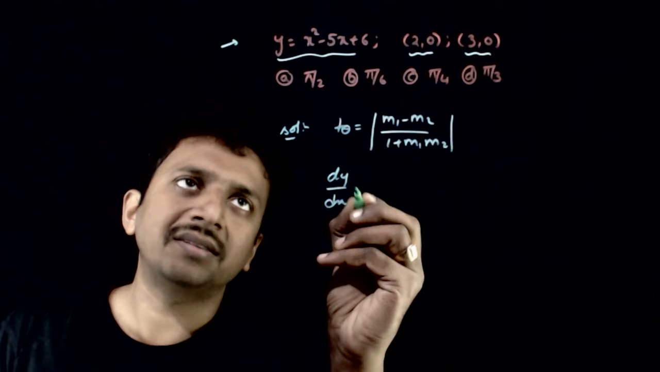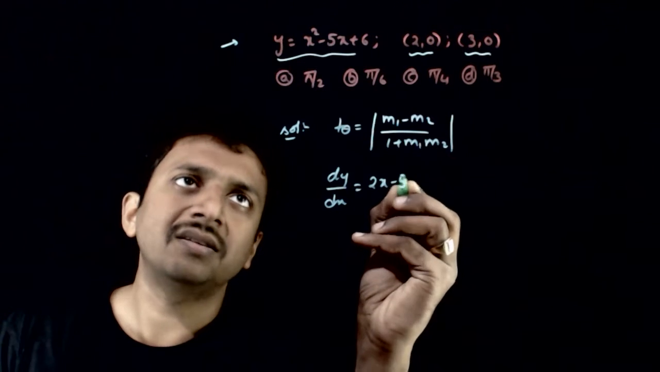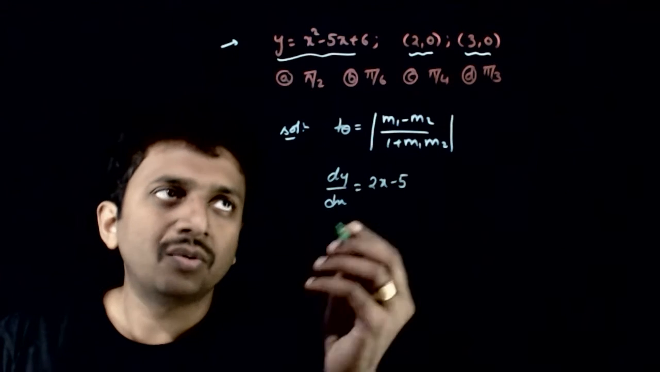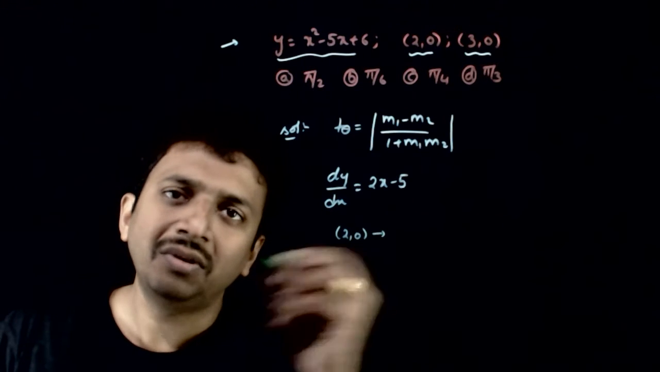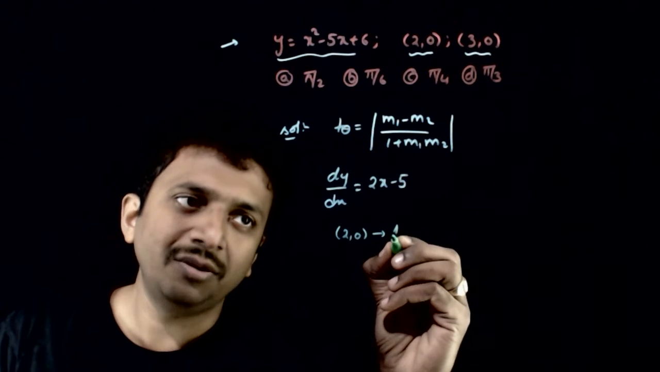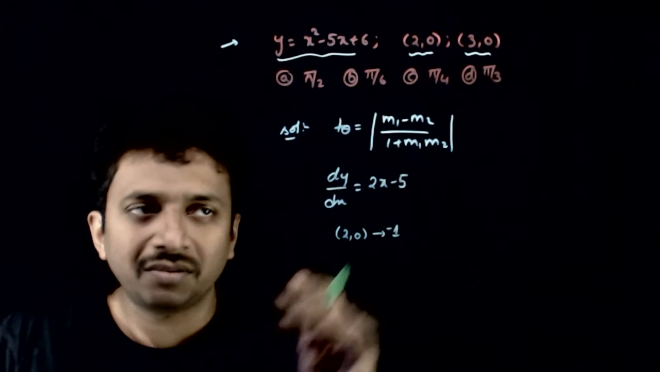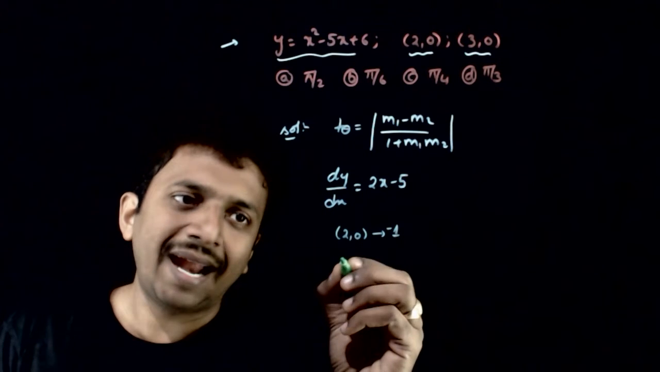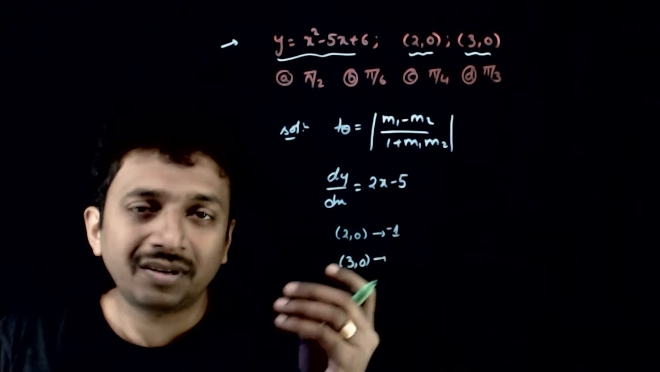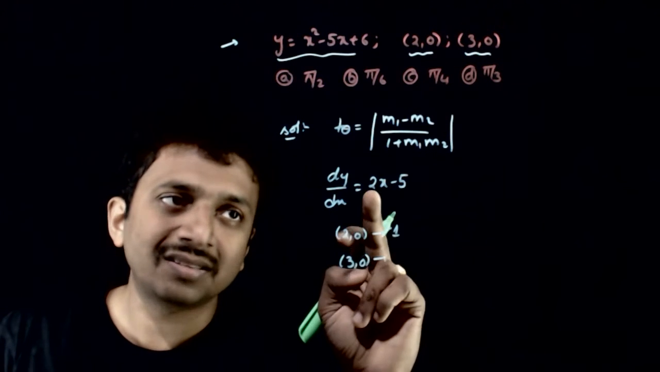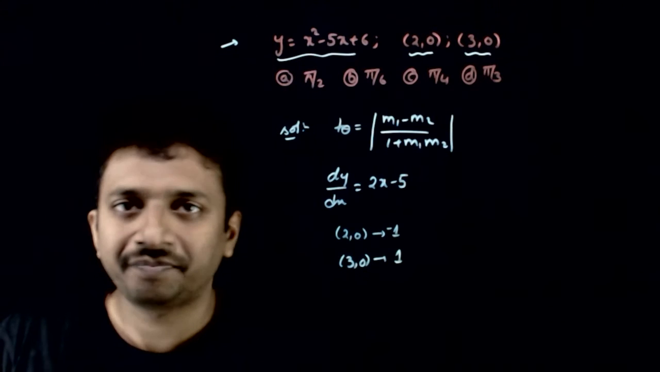So dy by dx is equal to 2x minus 5, right? So what is dy by dx at (2, 0)? At (2, 0), the value of dy by dx is equal to minus 1, that is 4 minus 5. And at (3, 0), the value of the slope of the curve is 6 minus 5, which is plus 1.